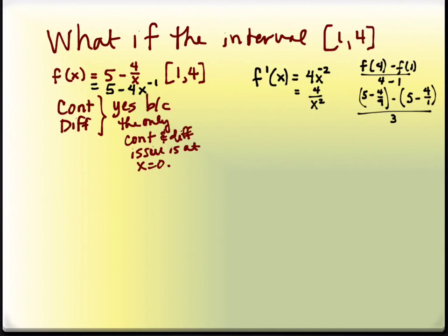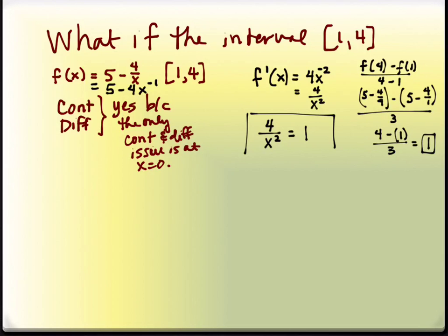So what is 5 minus 4 over 4? That's 4. And what is 5 minus 4 over 1? 1. We get lots of 4s and 1s on this for some reason. And this ends up giving me 3 over 3, which is 1. So we have a slope of 1. So we should be able to take our equation from the derivative part, which was 4 over x squared, or 4 over c squared, and set it equal to that 1. Right, this is our goal right here. This is what the mean value theorem says I'm going to be able to calculate.